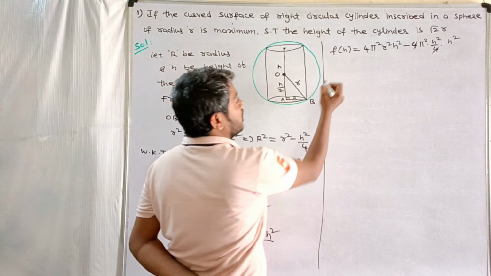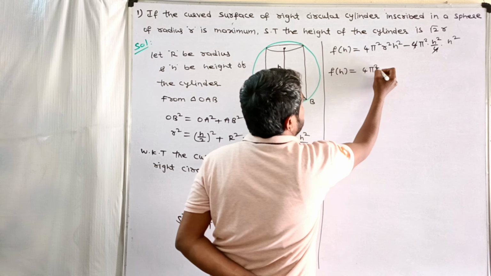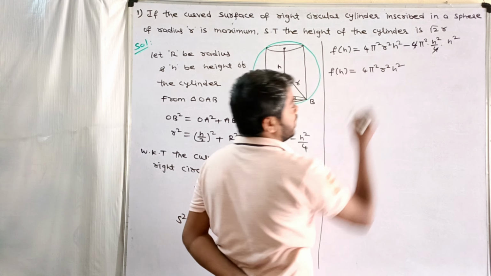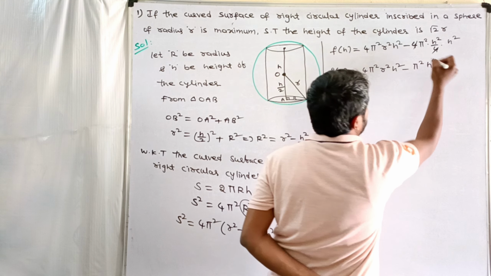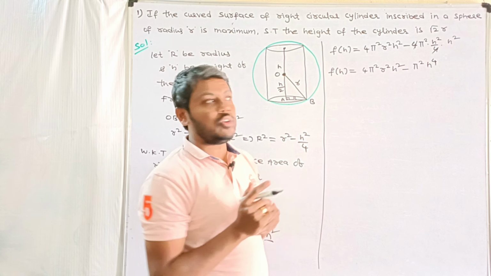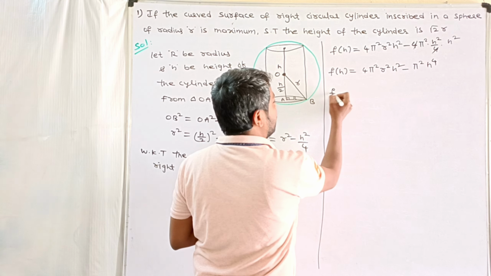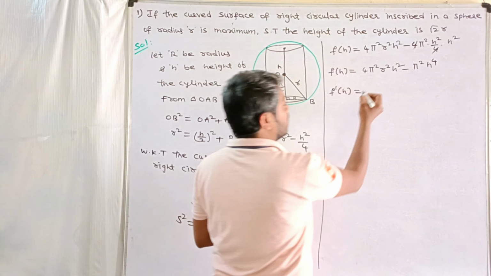4 it cancel. Therefore, what is f of h? f of h = 4π²r²h² − π²h⁴. Clearly, after that you can find the first derivative, so f dash of h. What is f dash of h?